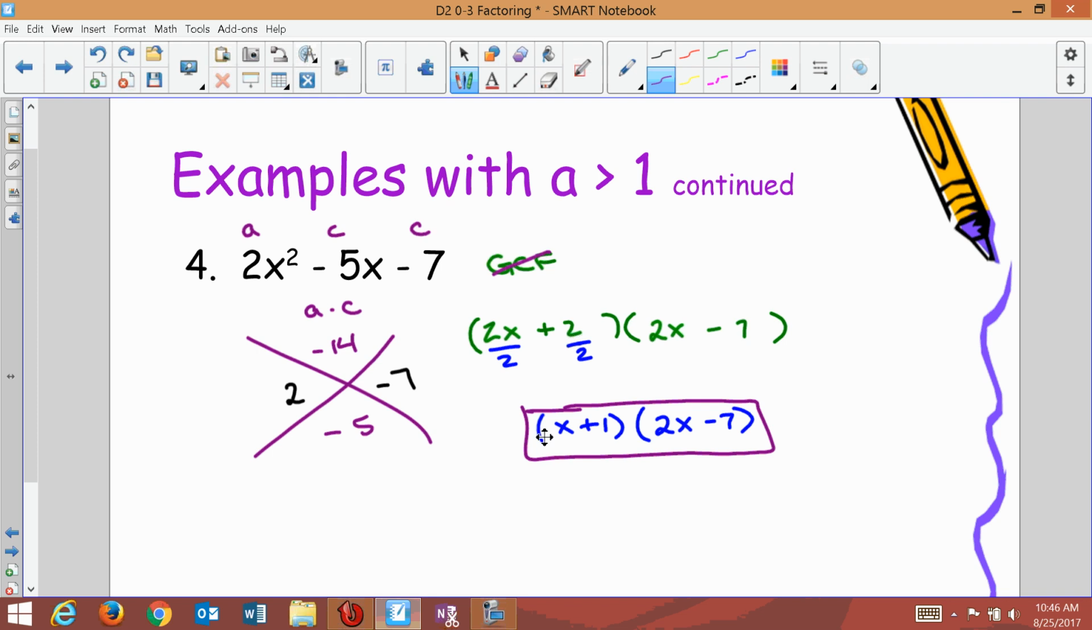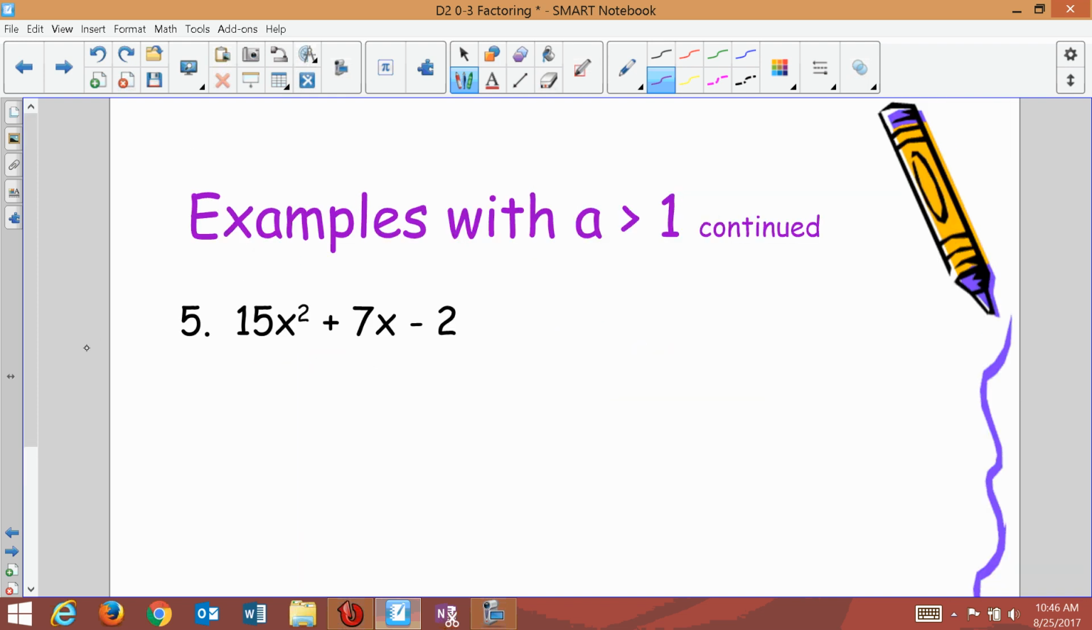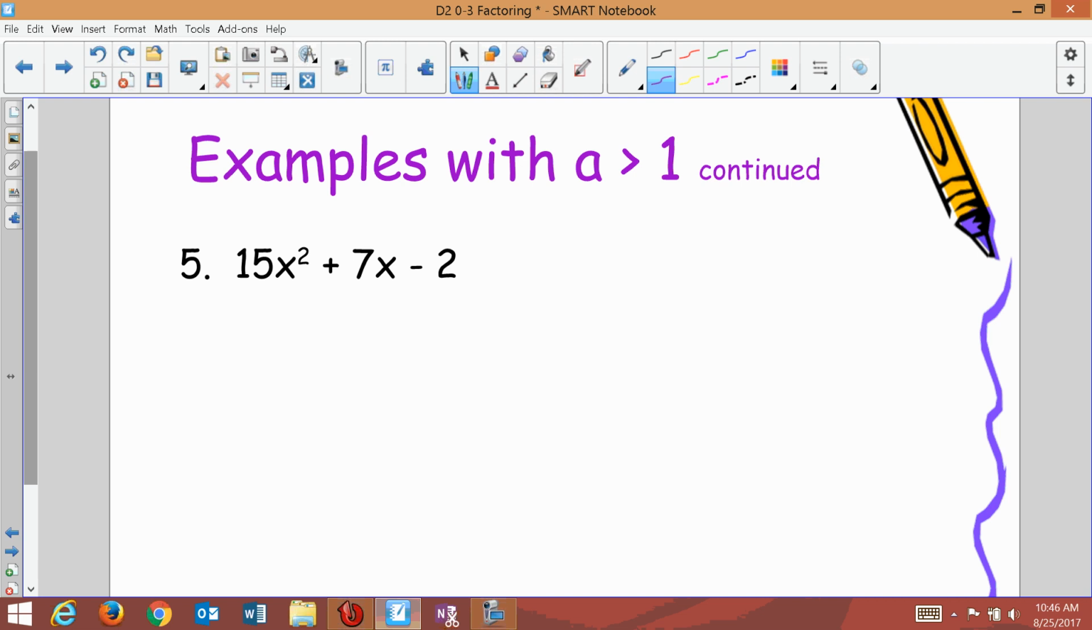When you hear me say quantities, I'm just talking about two different values. They're included in parentheses. That's one quantity. This is a second quantity. Let's look at the last example with an a greater than 1.